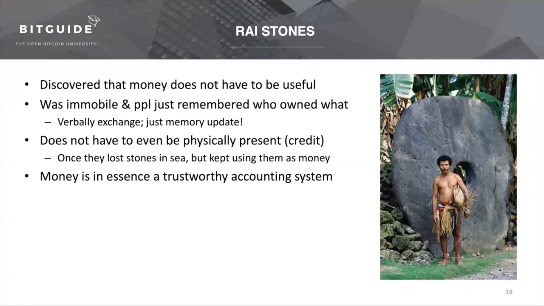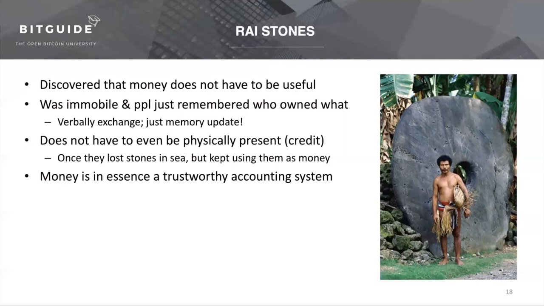These stones were immobile. People just remembered who owned what. And exchanges were interestingly verbal. So this is also probably one of the first examples we can find where people verbally make exchanges. It's just a memory update. There is no money being exchanged. So this also expands our understanding of money. It doesn't necessarily have to be something physical we move. It could be in the thought space. It doesn't have to be present at all. Again, going back to the idea of credit, a simple promise could be money, right?